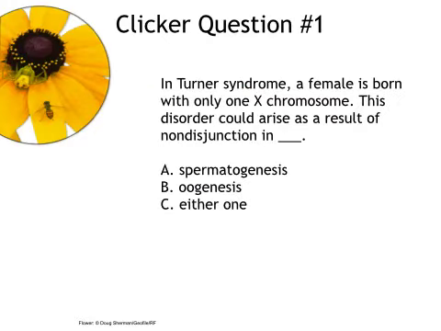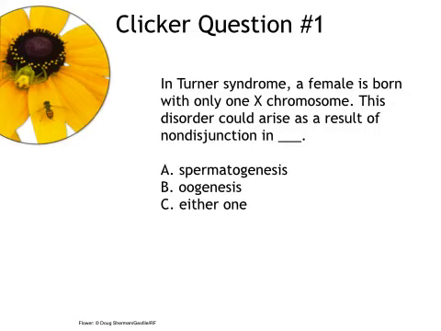Okay, so let's bring a few of the concepts that we've learned together, meiosis and gamete production, and apply it to this question. So in Turner syndrome, a female is born with only one X chromosome. This disorder could arise as a result of non-disjunction in spermatogenesis, oogenesis, or either one. So let's break this down. A normal female has two X chromosomes, right? And a male has an X and Y chromosome. We haven't actually gone over that, but even through pop culture, you've most likely heard that before.